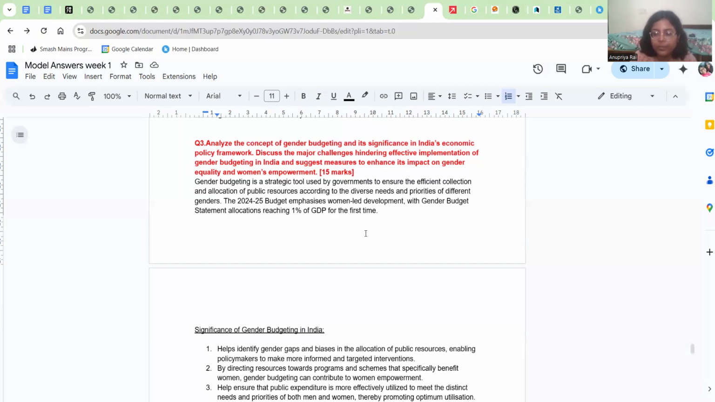For a 15 marker, you will be writing 3 pages. Firstly, define what gender budgeting is and give the recent data. And why this question is asked. Try to ask yourself this particular question: why is this particular question asked? Because in this year's budget, gender budgeting took a very important place. So after writing the definition, just give one line of data, like the 24-25 budget emphasized women-led development with gender budget allocations reaching 1% of the GDP, and it happened for the first time. So gender budgeting became very important.